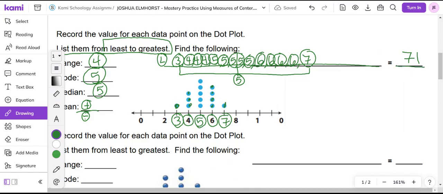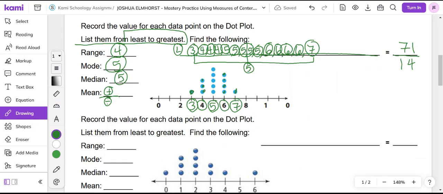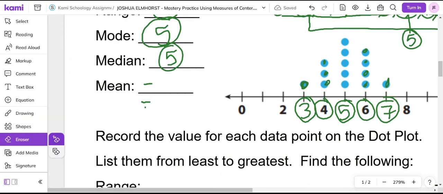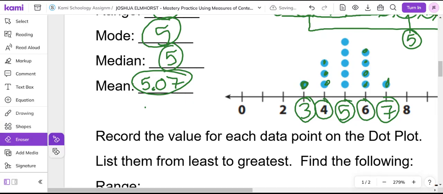Once we practice this a little bit, then you do that as more of a habit. That's your strategy. Add and divide by how many numbers? How many dots are in this data set? 14. So what's 71 divided by 14? 5 point what? 5.07, divided to the hundredths decimal place value.